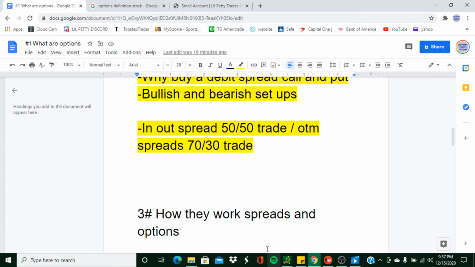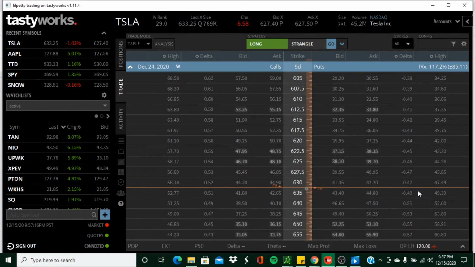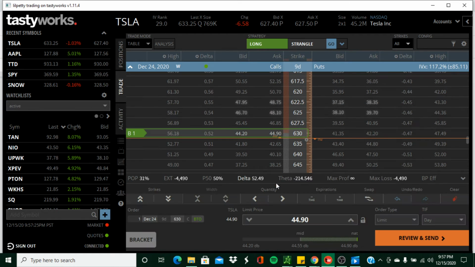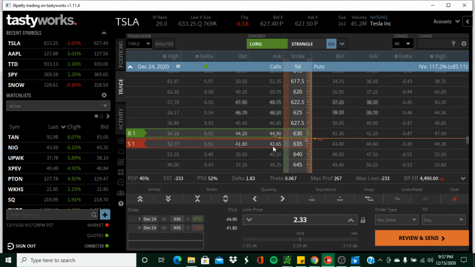In-out spreads. All right, let's talk about some in-out spreads real quick. Now, these are 50-50 trades, and out-of-the-money trades that we just talked about, those are about 70-30. Now, in-out spreads, these are good. I really like these ones. An in-out spread is basically one leg in and one leg out. So if you wanted to do a debit spread, one in, you're going to buy this right at the money and you're going to sell one out of the money.